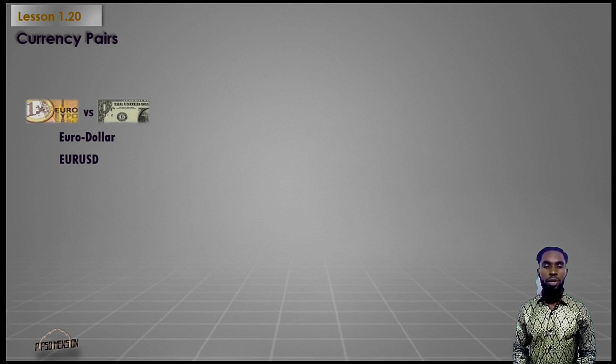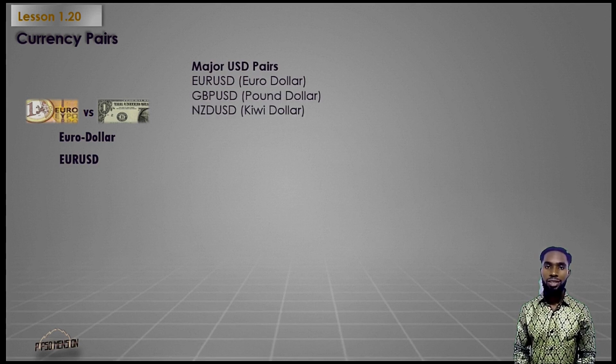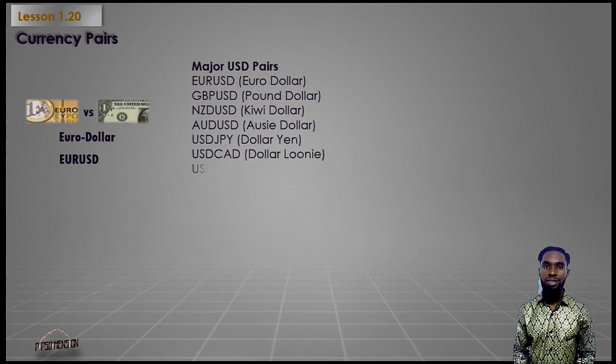A major currency pair is simply a pair of two major currencies, more especially when the US dollar is paired with another major currency. For example, the euro dollar, the pound dollar, the Kiwi dollar, the Aussie dollar, the dollar yen, dollar loonie, and the dollar Swiss.